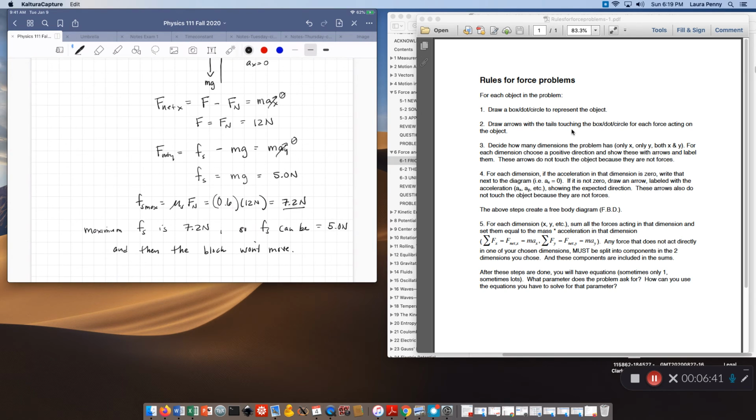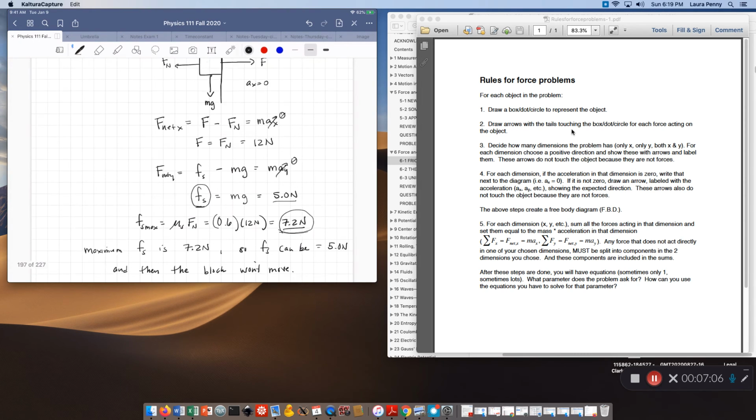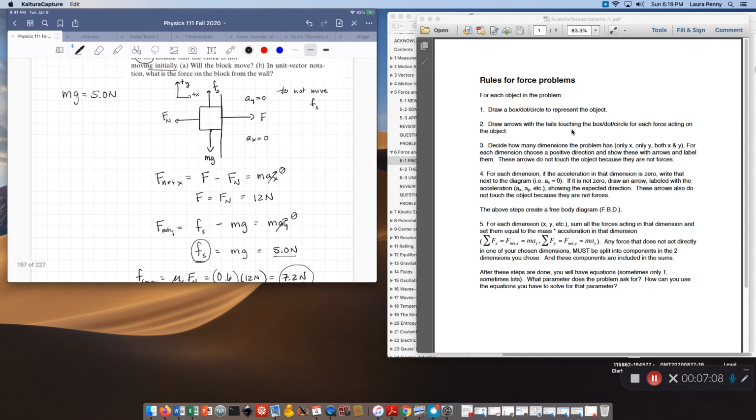right? All we need is for F sub s to be 5 newtons. It can go all the way up to 7.2 newtons, but it doesn't have to. mg is only pulling down with 5 newtons, so F sub s will only push back with 5 newtons. That's well within the capabilities of this normal force and this F sub s maximum. So we can totally hold up this block without it moving. So the block will not move.